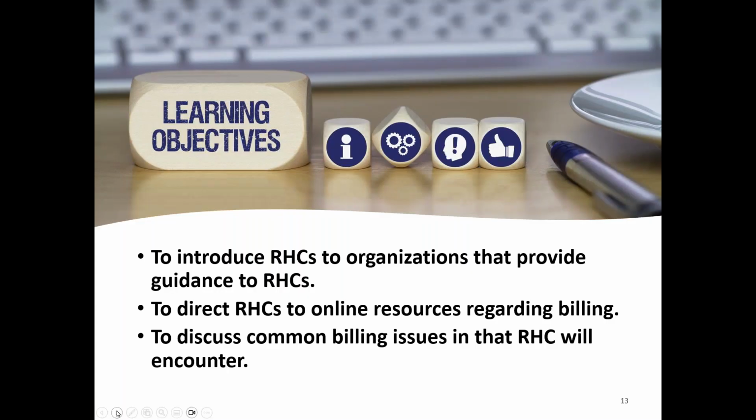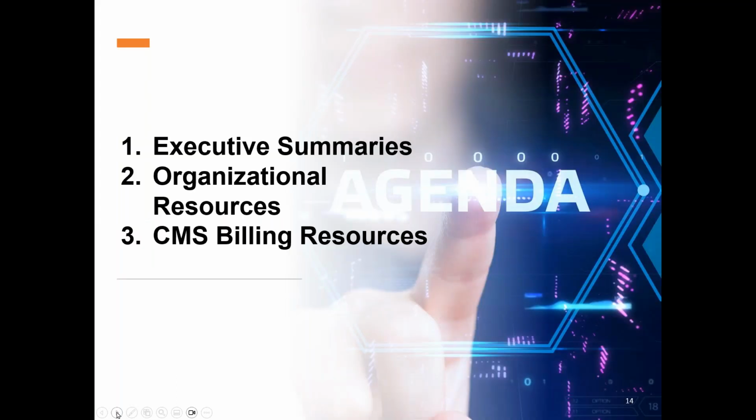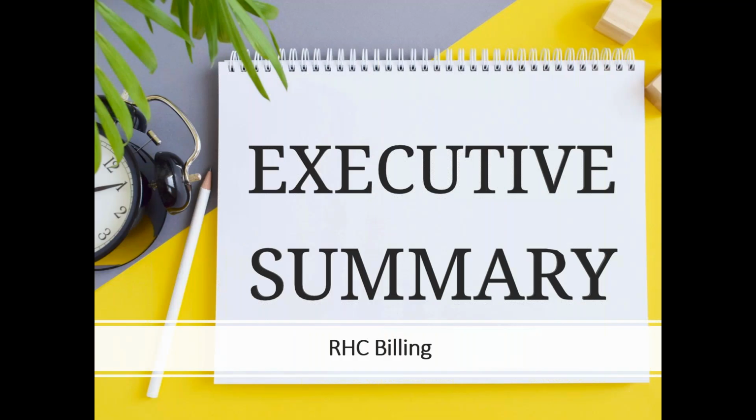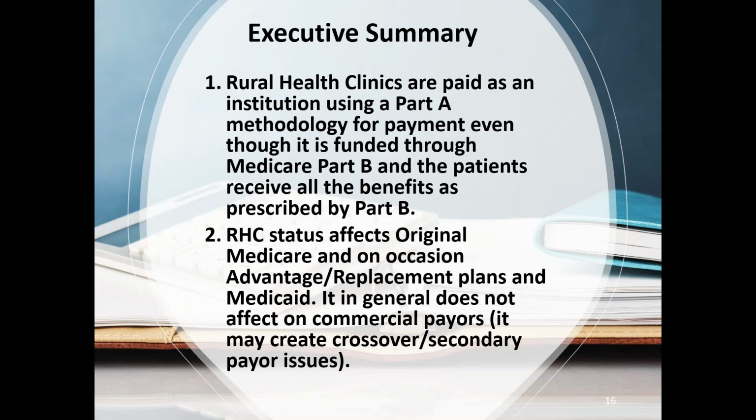What are we going to do today? We're basically going to, like I said, teach you how to fish. We're going to show you the organizations that are going to help you run your rural health clinic and help you with billing guidance. And we're going to show you the resources that you have, and you are going to see some common billing issues here as we go through this. So we have basically 3 different sections: executive summaries of billing issues with rural health clinics, organizational resources that you can go to find information, and then the CMS Medicare billing resources that you can go to, and again, teaching you sort of how to fish.